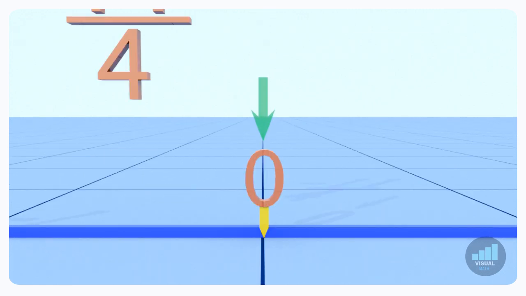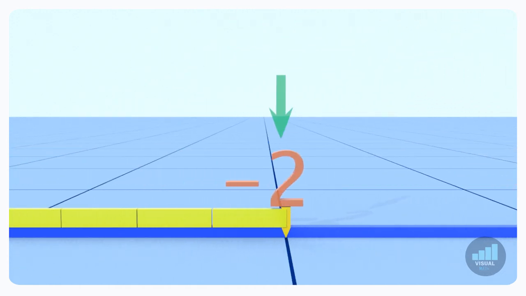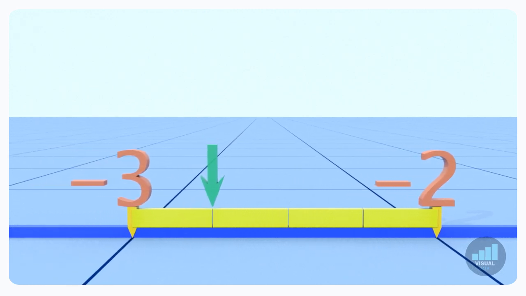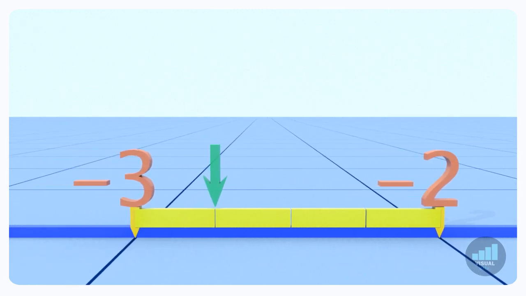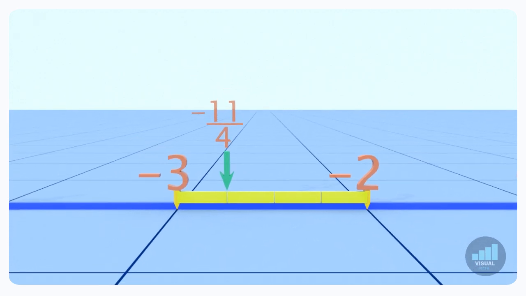So starting from 0, we go 2 full units to the left. This brings us to -2. 3 more quarter steps left, which takes us to -2 and 3/4. Now we mark our point right there. That is -11/4. And there you have it.